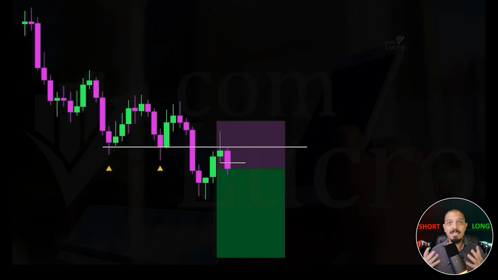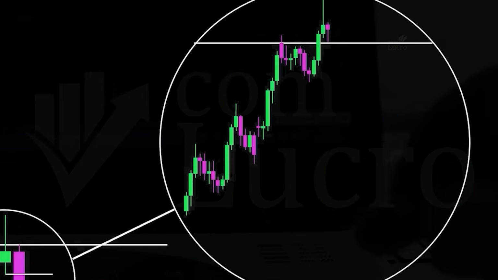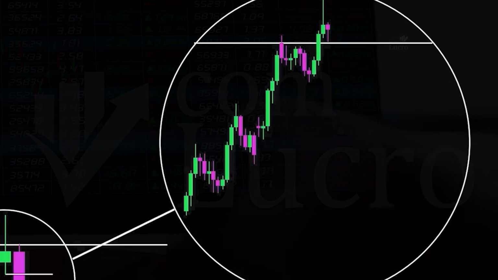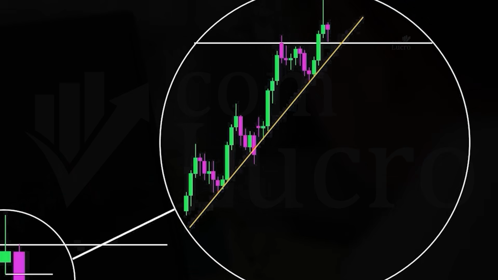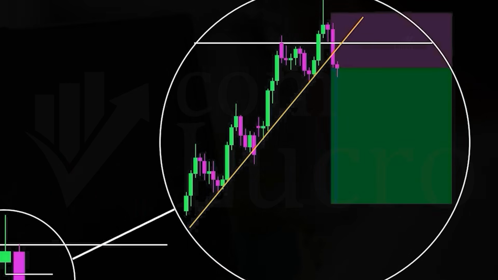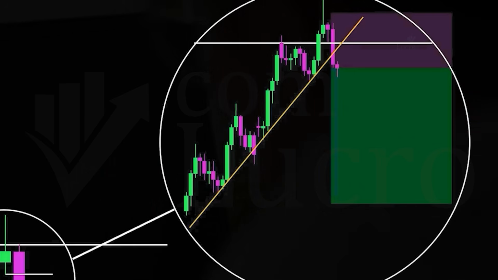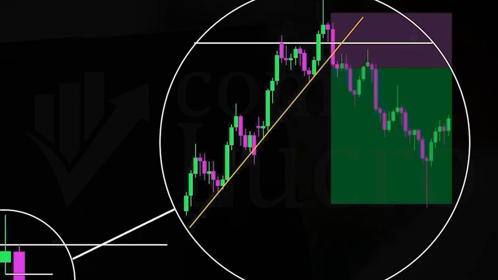For a more precise entry, zoom into the 5-minute chart. You should see a small bullish correction, a short-term uptrend against the main downtrend. Draw a trend line across the lows of this move and wait for a break below it. Once it breaks, you can enter a short position, place your stop loss above the recent swing high, and set your first target at the previous swing low.